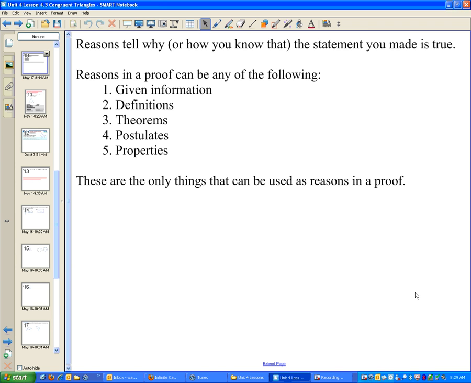You know, what kind of properties? Reflexive, symmetric, transitive. Okay? So, all year long so far, haven't we been concentrating on learning definitions and learning theorems and learning postulates and learning properties? So now we can use those things as reasons in a proof. And these are the only things that can be used as reasons in a proof. Because I said so, although a very good reason for me telling you to do something, is not a good reason in a proof. Okay? So it has to be given information, definition, theorem, postulate, or property. Those are the only things you're allowed to use in a proof.